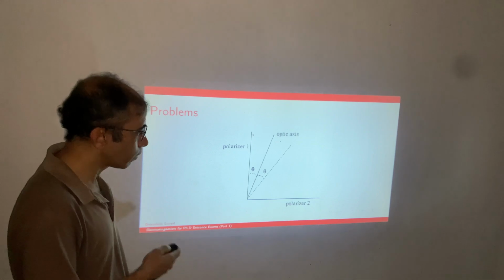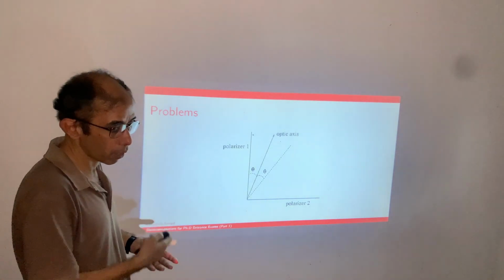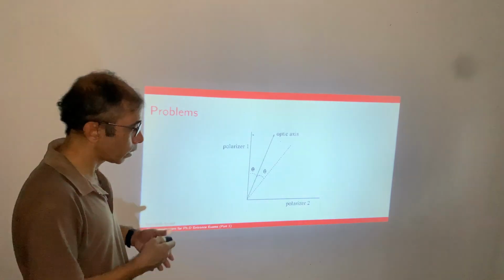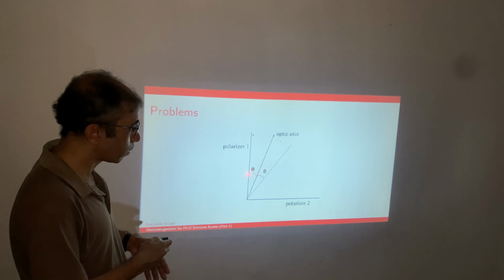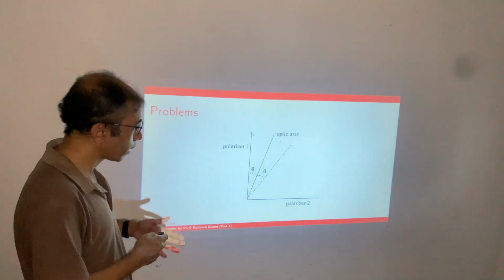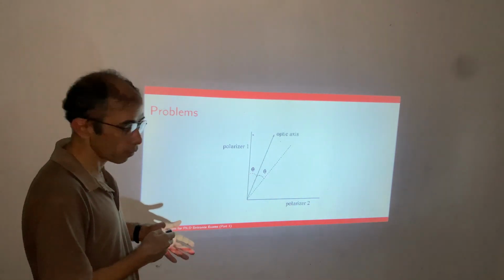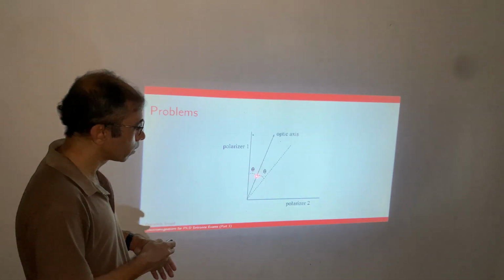You just convince yourself that if a phase difference of pi develops between the two components, and this was the angle between the optic axis and the polarizer before the light entered the half wave plate, then after it comes out, this direction will be twisted.